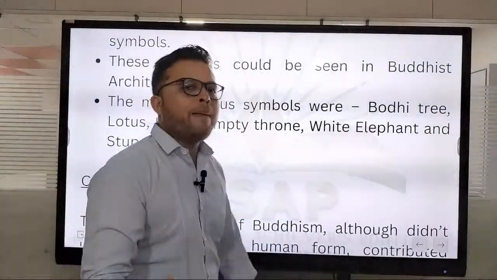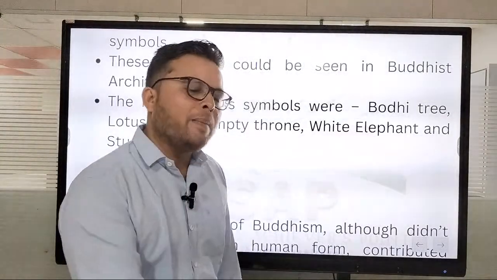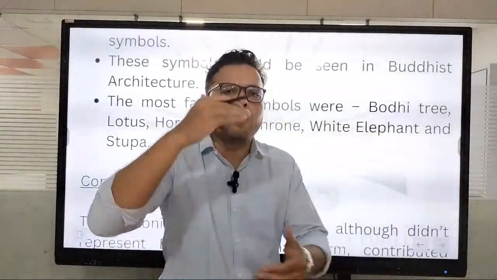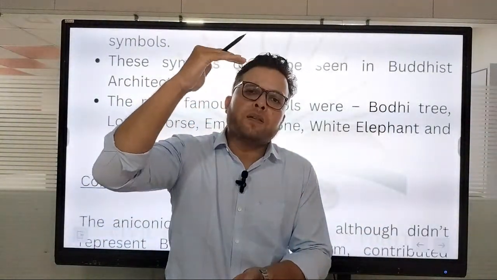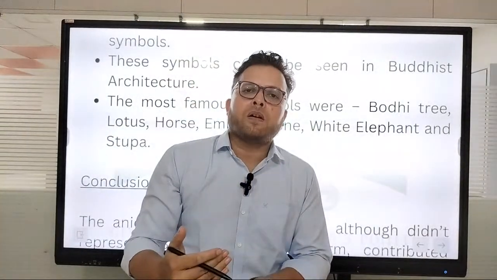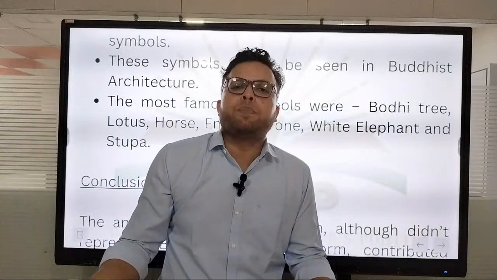Okay, empty throne. The empty throne again represents the enlightenment part of Gautam Buddha. And generally this empty throne is always placed under the Bodhi tree. So you will see that on top there is the Bodhi tree, and under the Bodhi tree an empty throne has been placed. Why empty? Because they cannot show Gautam Buddha.